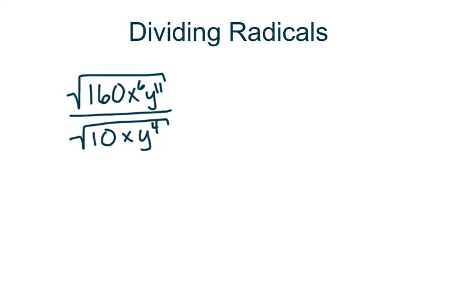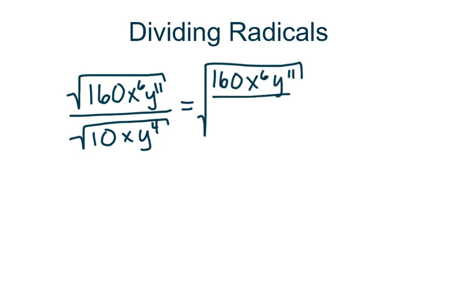Now let's divide a more complicated radical. Whenever we have the square root of 160 x to the 6th y to the 11th over the square root of 10 x y to the 4th, we can actually rewrite that all underneath the same radical and then begin canceling. So we have 160 x to the 6th y to the 11th over 10 x y to the 4th.